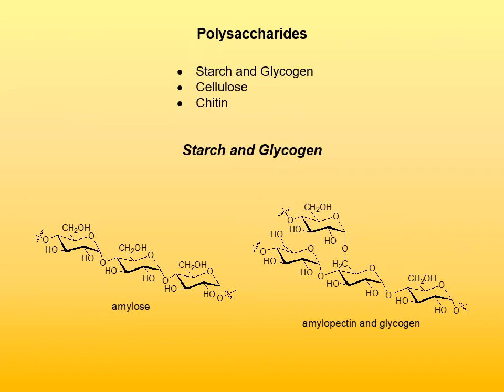Starch is used as energy storage. It's a nutritional reservoir of carbohydrates in plants. And there are two forms of starch, amylose and amylopectin. Both of them are hydrolyzed by alpha amylase. Amylose is a linear polymer. It contains only alpha-1,4-glycosidic bonds. Amylopectin is branched. So in addition to alpha-1,4-glycosidic bonds, it also contains branching points that are alpha-1,6-glycosidic bonds. And there is one branching point approximately every 30 glucose units.